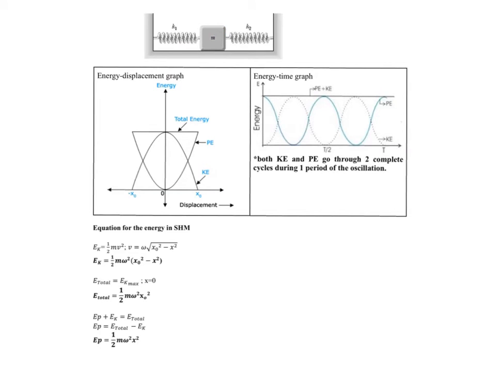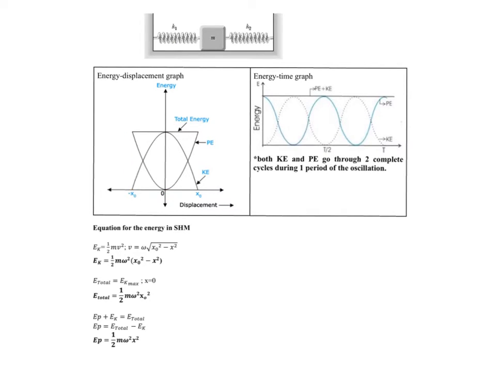So there are two graphs that you need to know how to draw and how to interpret. One is energy versus displacement, where displacement is measured from the middle. One is how energy changes with time. If you look at energy versus displacement, when the displacement is positive x naught, your potential energy is maximum, but your KE is zero. When you move to the middle, the potential energy drops to zero, and KE goes up to maximum. Then you overshoot, your PE goes back to maximum, your KE drops back to zero.